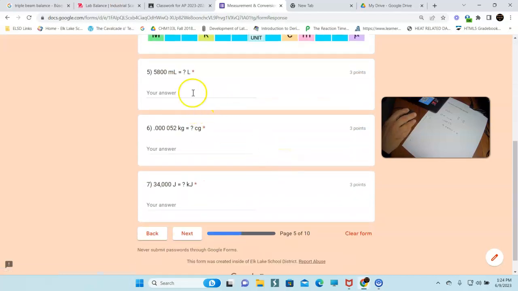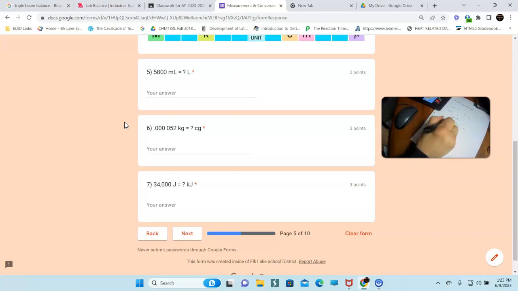Okay, metric conversions, you should be very used to these by now. If I want to go from milliliters to liters, I just divide by 1,000. If I want to go from kilograms to centigrams, you'd have to do a series of conversions, and let me show you how to approach that. Hopefully we know that kilo means 1,000, and centi, like centimeter, means 1/100th of whatever my base unit is.